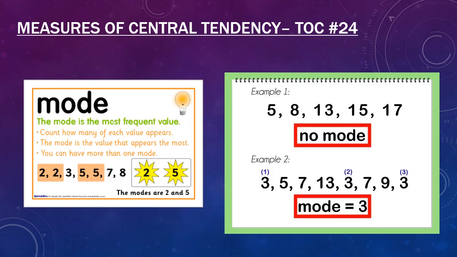So look at the example on the left. The mode is the most frequent value. You count how many of each value appears. The mode is the value that appears the most. You can have more than one mode. However, you cannot have more than two.